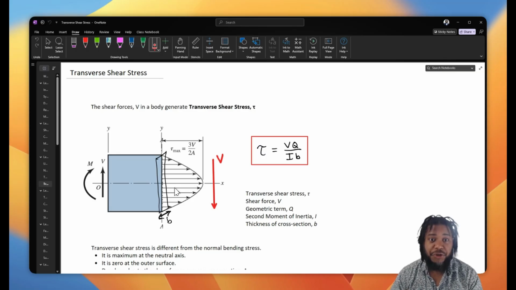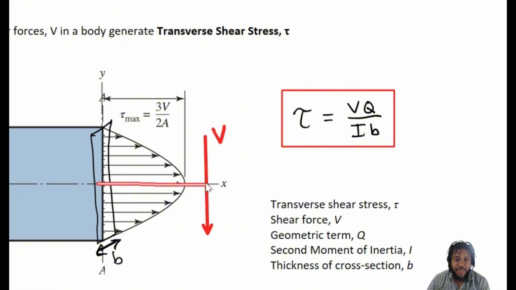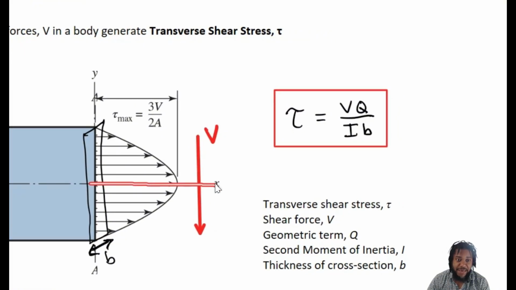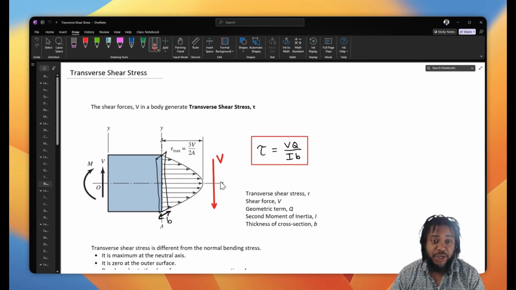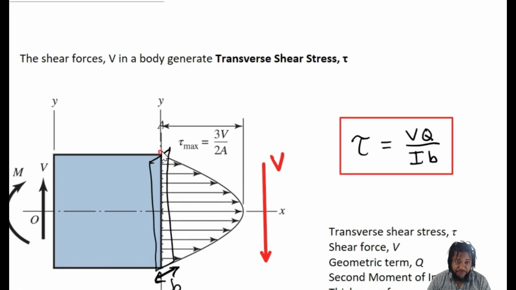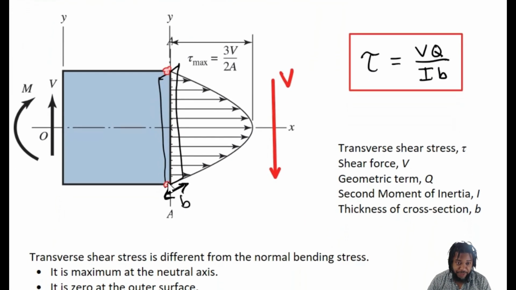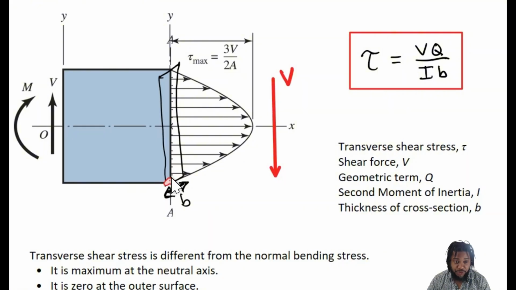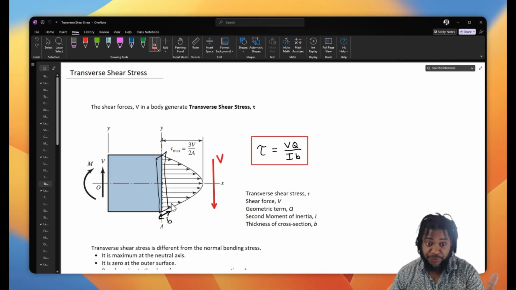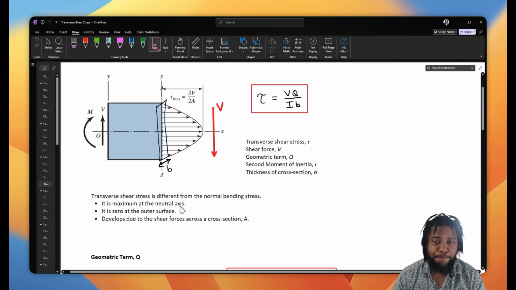Now, some key things to note about transverse shear stress is that it is maximum at the neutral axis, so maximum at the centroid of our cross section, and it falls to zero at the free edges, which is the opposite of what we normally see in normal bending stress, right?